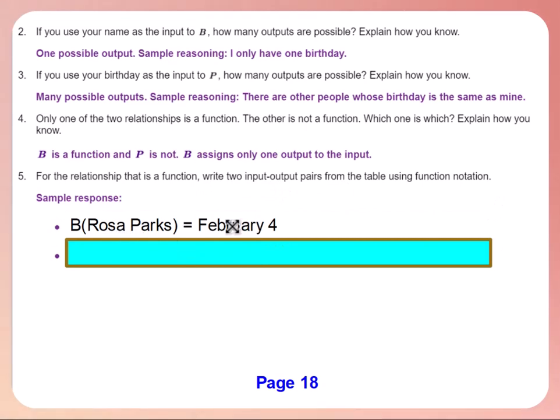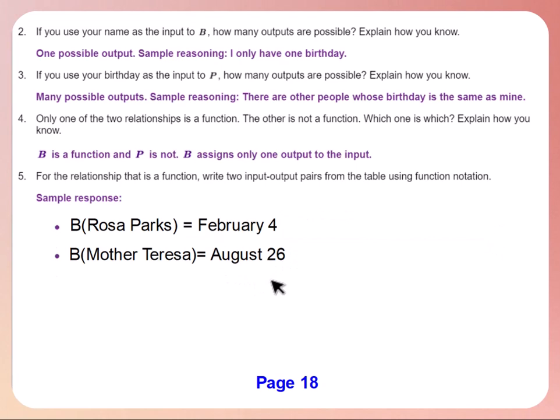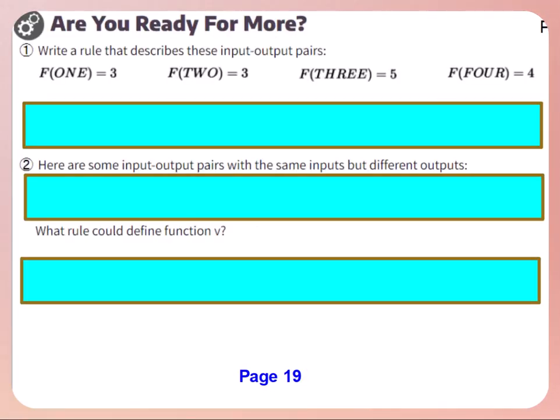You have to have filled in your table with something different than mine. I have Rosa Parks for my X, and my output, my Y, in other words, is February 4th. So what pair do you have? I have another pair, Mother Teresa, with August 26th. Okay, jot down your answers, pause the video if you need to, and then we're going to move on.